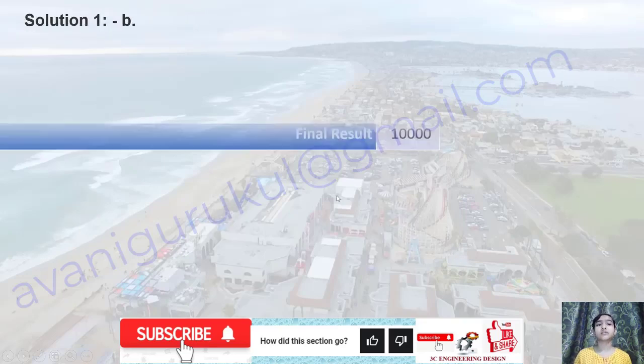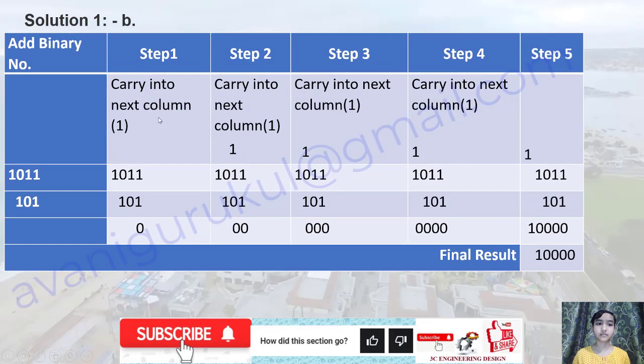Solution 1 of B. Step 1, 1 plus 1 is 0, carry into next column 1. Step 2, 1 plus 1 is 0, carry into next column 1. Then 1 plus 1 is 0, carry into next column 1, and then 1 plus 1 is 0, carry into next column 1, that is 1 plus 0, as nothing is here, it is 1. So our final result is 10000.